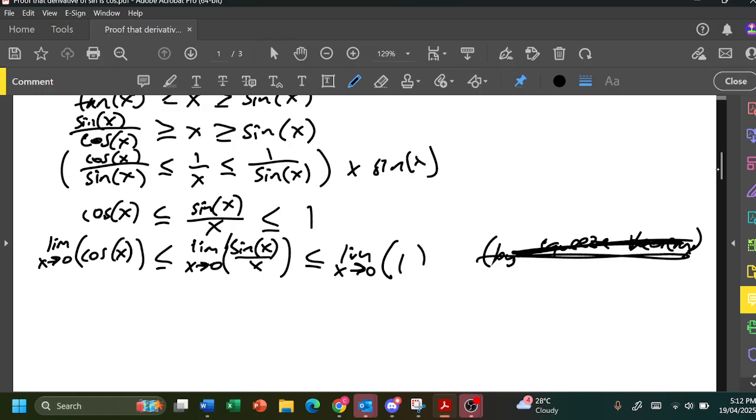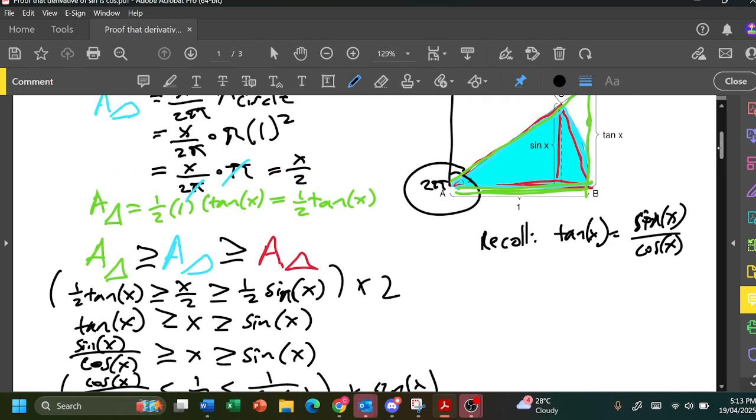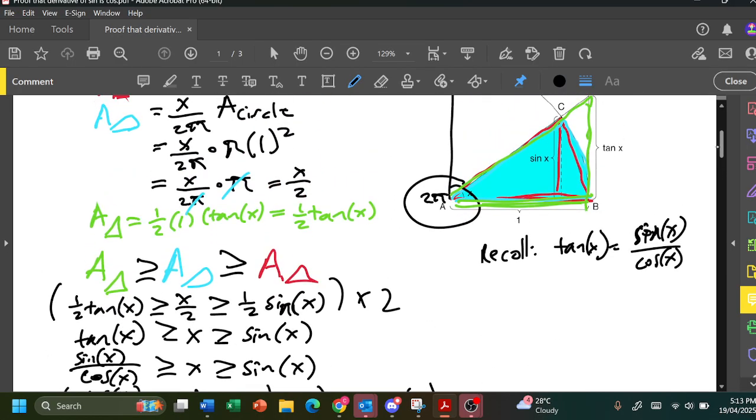But it should be fairly intuitive looking at this that if cosine of x is less than or equal to sine of x over x, which is less than or equal to 1 over 1, then their limits as x goes to 0 will follow that same hierarchy. So if we consider each of these, the limit as x goes to 0 of cosine of x is basically going to be cosine of 0.